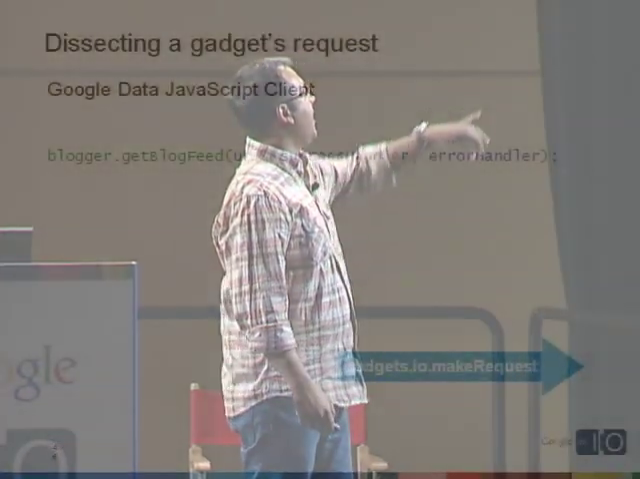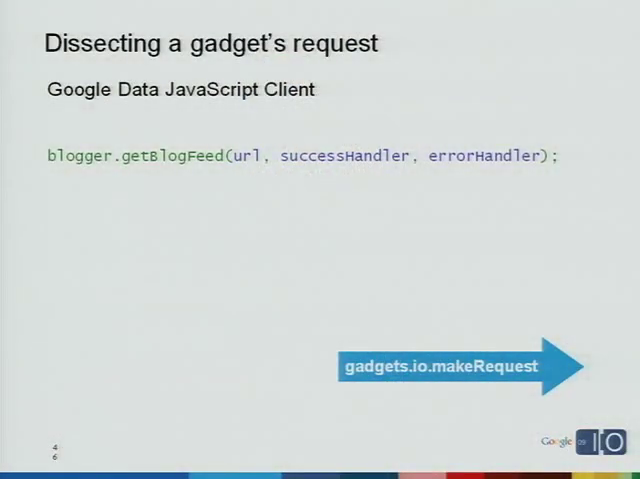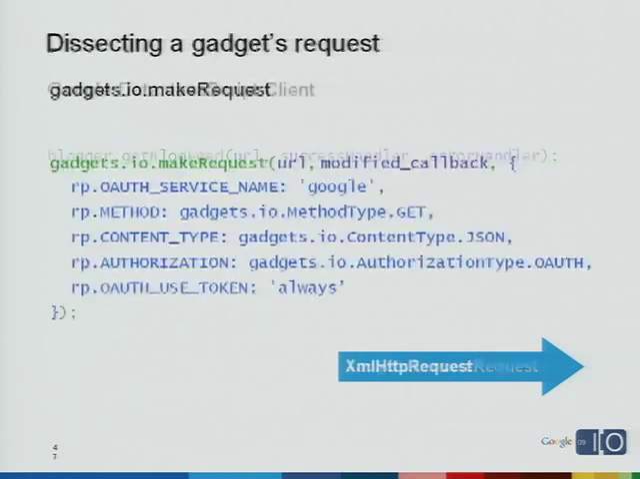All right, thanks, Eric. So we saw a little bit about how to set up your gadget, and I'm going to talk about what's going on behind the scenes. So, we have this single line from the JavaScript client, basically with the URL, and we have our two handlers. In our particular example, the handlers are the same, but they could also be different. You can have a success handler and an error handler. And then basically, these are going to get wrapped up, and it's going to call gadgets.io.makeRequest like we saw earlier.